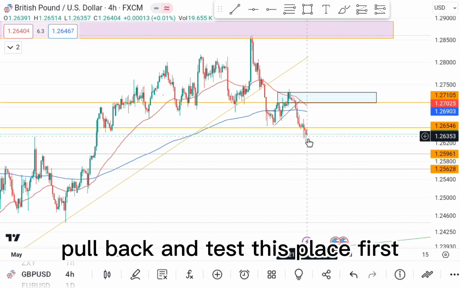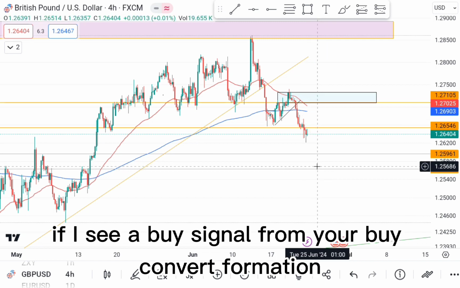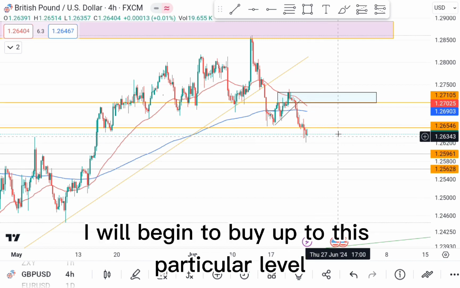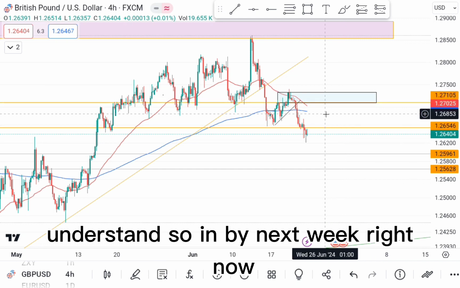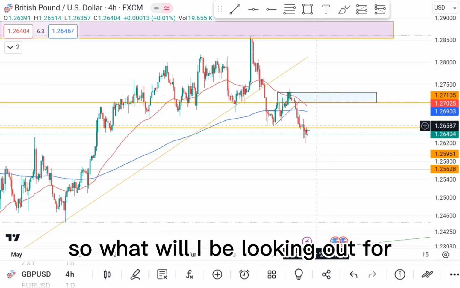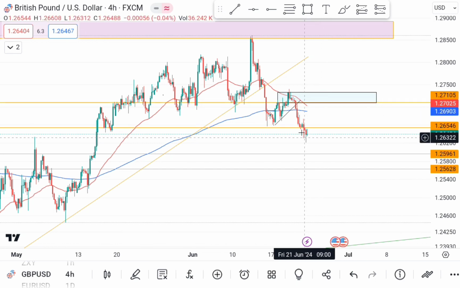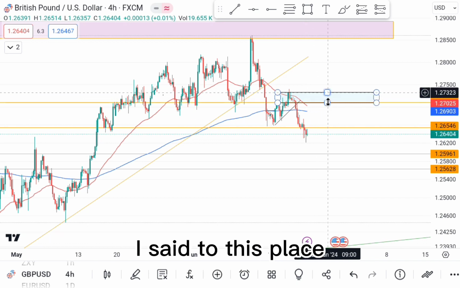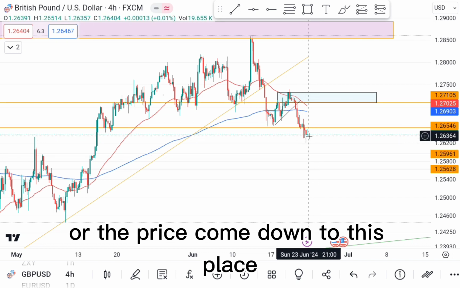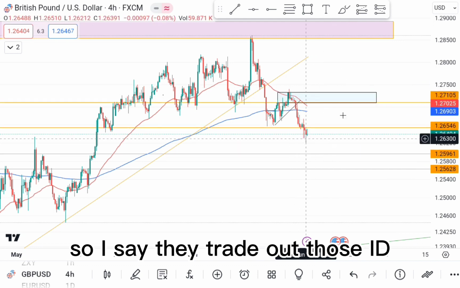But if price does not pull back and test this support first, and I see a buy signal or buy confirmation from here, I will begin to buy up to this particular level. You understand? So by next week, there are two things I'm looking out for. I have my support here and my resistance here, but in between there is nothing I can do until the price either pulls back to this place and I sell, or comes down to this place and I buy. As a day trader, those are the two things we can do.